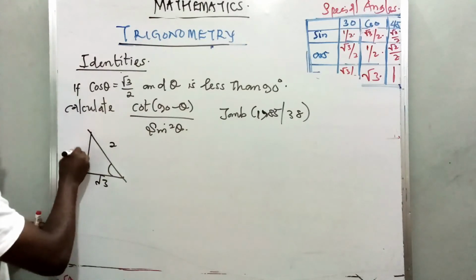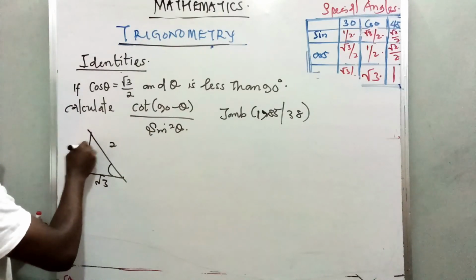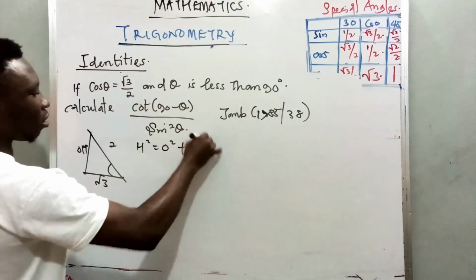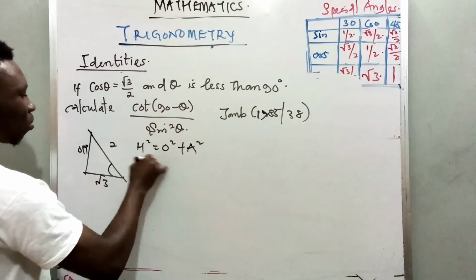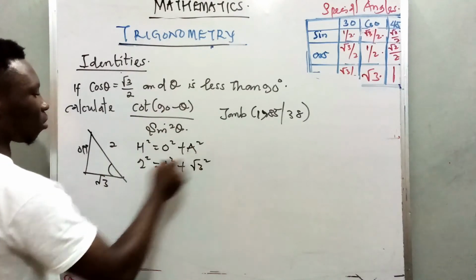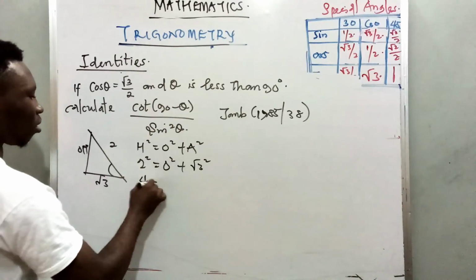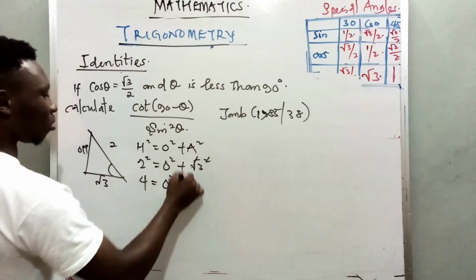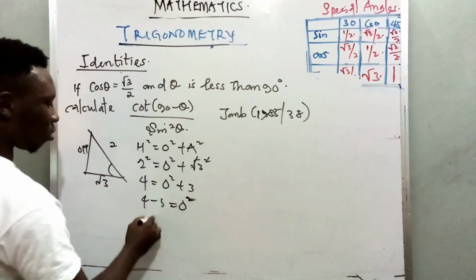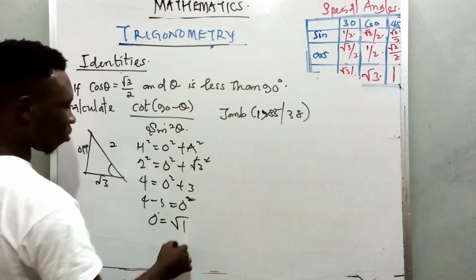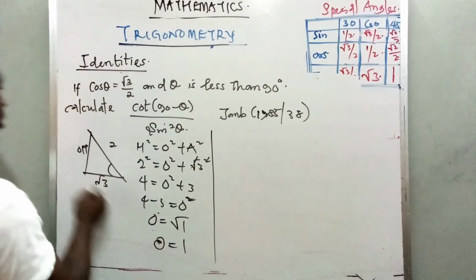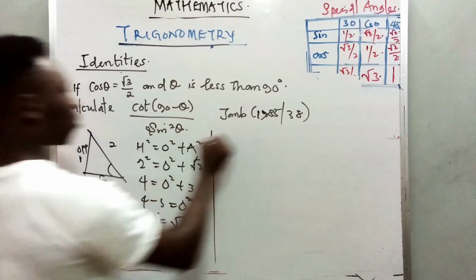Let's find the opposite. So hypotenuse square is equal to opposite square plus adjacent square. Your hypotenuse here is 2, square is equal to your opposite, you don't know, plus your adjacent here, root 3 square. So 2 square here, that's 4, is equal to opposite square plus 3. So this is 4 minus 3 is equal to O square. So your O here is equal to square root of 1, and your O is 1.